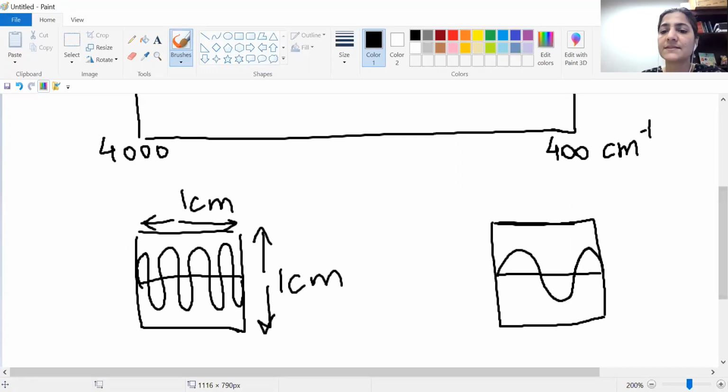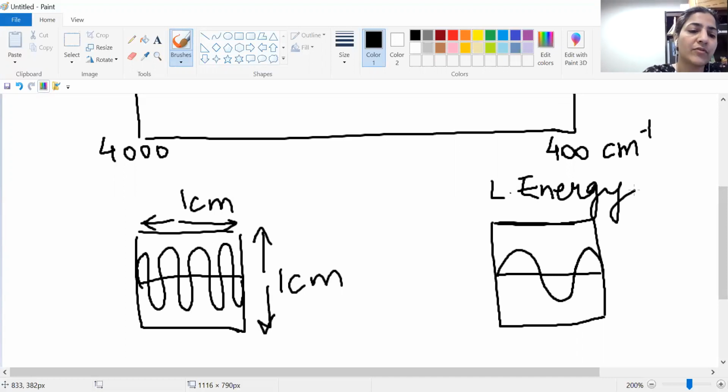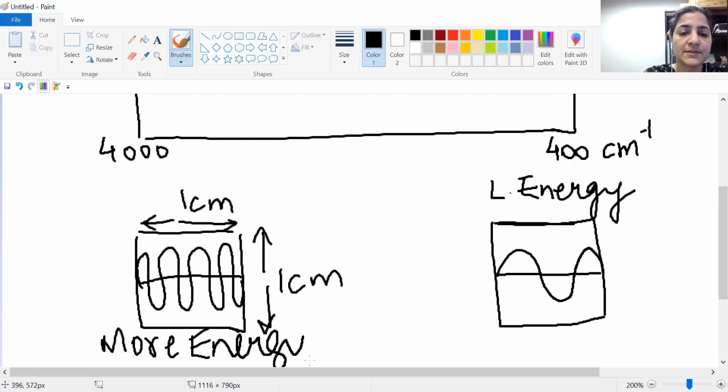Less number of waves means less energy is required. More number of waves means more energy is required.